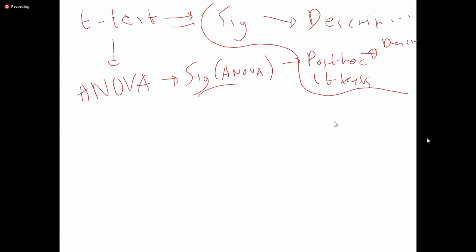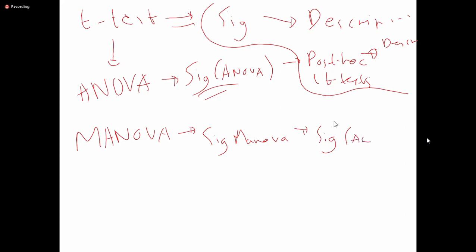Ada tambahan di sini. Nah, nanti di MANOVA ada seperti itu juga. Ada extension seperti itu. Pertama kita lihat sig untuk MANOVA. Kemudian kita lihat sig untuk ANOVA. Kemudian kita lihat sig untuk post hoc. Kemudian baru kita lihat descriptive. So you see how it is extended from ANOVA. Ada tambahan seperti ini.